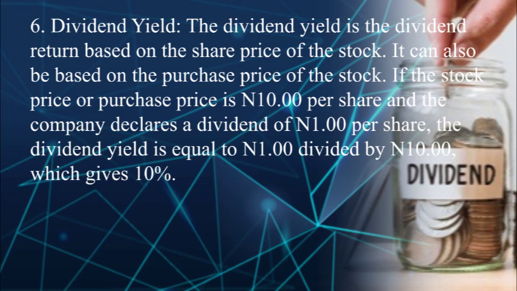6. Dividend yield. The dividend yield is the dividend return based on the share price of the stock. It can also be based on the purchase price of the stock. If the stock price or purchase price is 10 naira per share and the company declares a dividend of 1 naira per share, the dividend yield is equal to 1 naira divided by 10 naira, which gives you 10%.